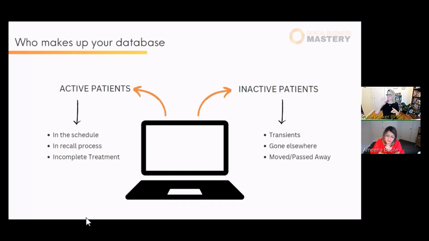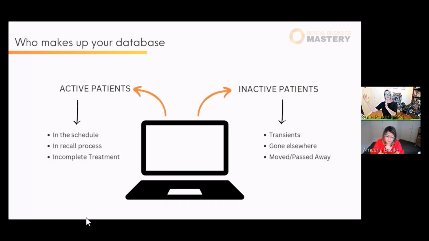With your active patients, they are either in the schedule. So they're booked in today or sometime in the future. It could be for advised treatment, or it could be in a few months' time for their recall appointment time. It could be for their first new patient appointment time coming up. They're either in the schedule or they are in the recall process. So they haven't got an appointment time booked as yet, but they are in your recall process. They will be sent a reminder in some form at some stage to book in for their general checkup and clean. Also within your active patients are those who have incomplete treatment. So they have had treatment presented to them, but for whatever reason, they haven't booked in as yet. They're all your active patients.